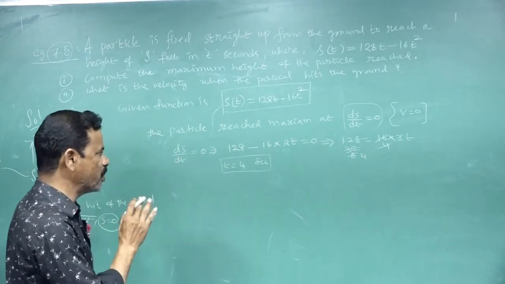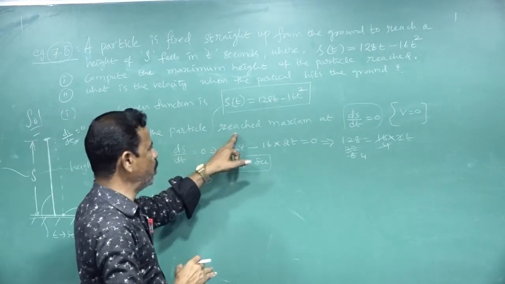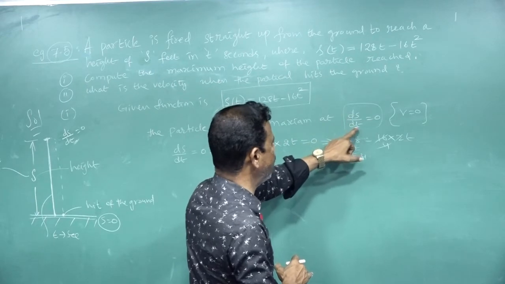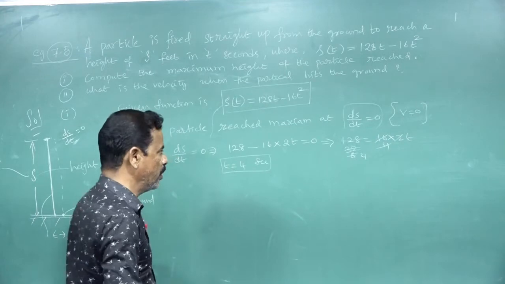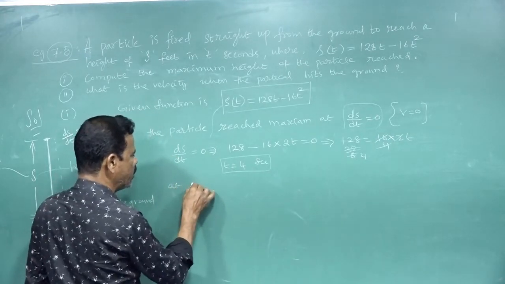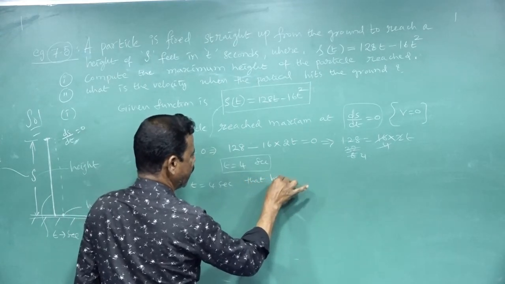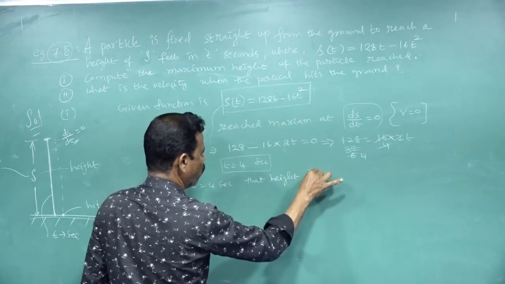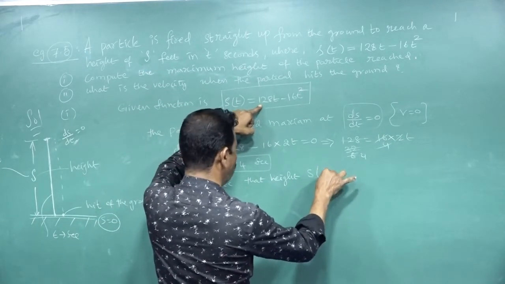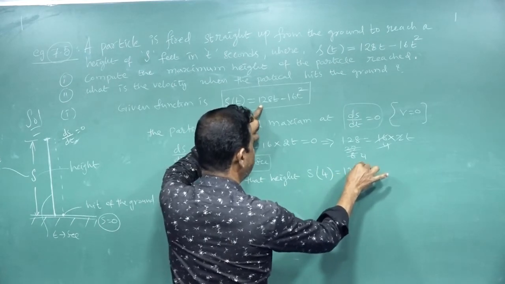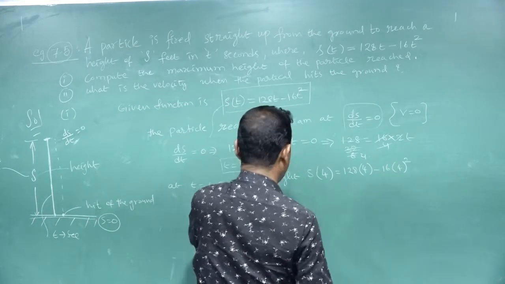At t is equal to 4 seconds, maximum height is reached. The particle reaches maximum at ds by dt is equal to 0. If the velocity is 0, the particle has reached maximum. So at t is equal to 4 seconds, that height s is equal to the function s at t is equal to 4. Substitute 128 into 4 minus 16 into 4 square. So this calculation, how much?